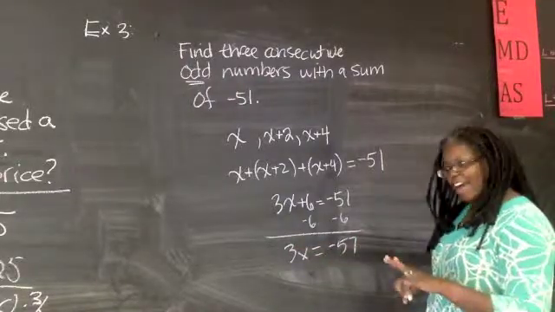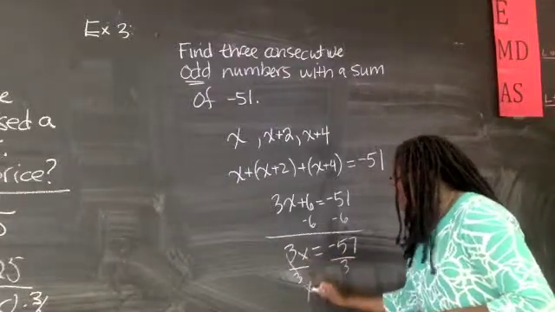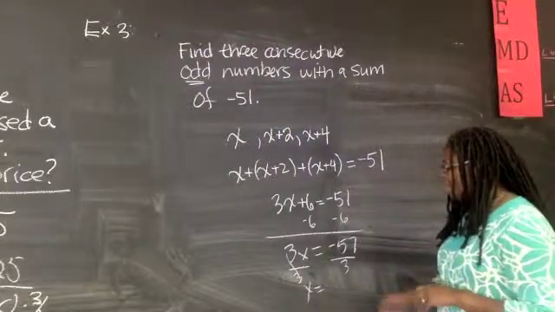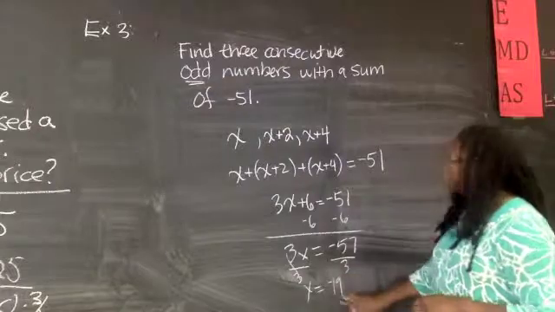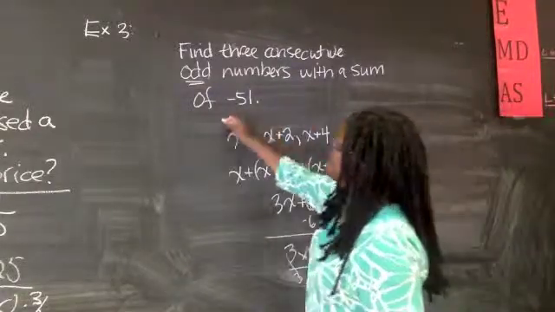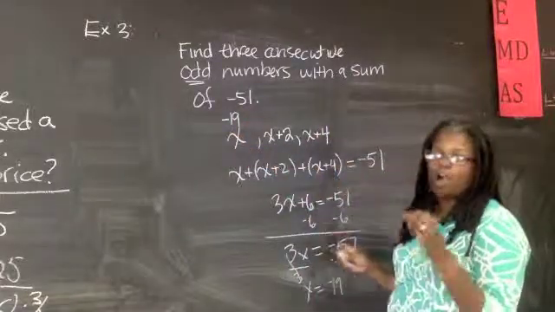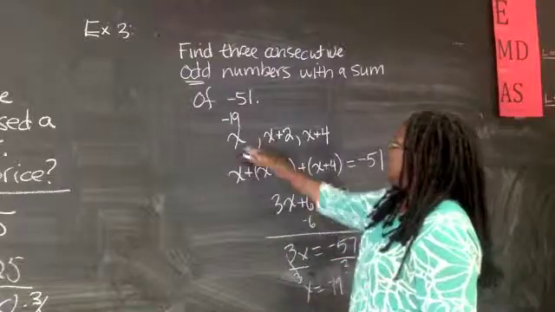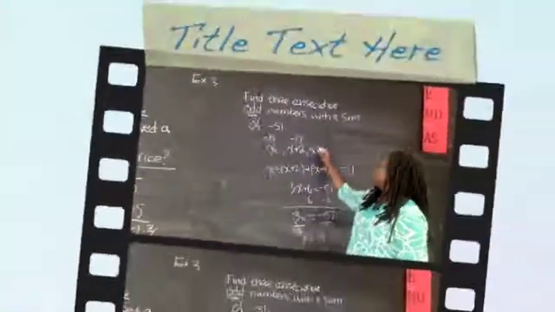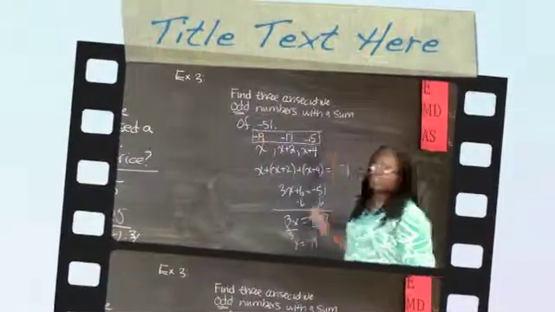With that in mind, my final step is to divide both sides by 3. And I shouldn't call it my final step. Well, the last step of solving this equation is to divide both sides by 3, and I get -19. With this -19, I have to actually solve the problem by plugging in -19 for x for each of these to get all 3 consecutive numbers. So -19 plus 2 is -17. -19 plus 4 is -15. And so here are the answers to my problem.